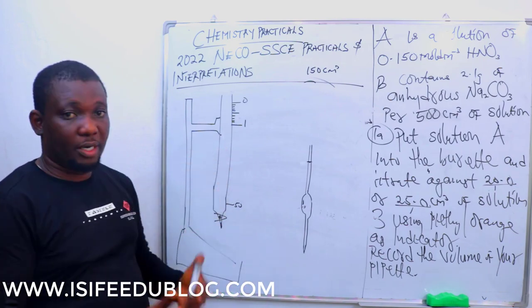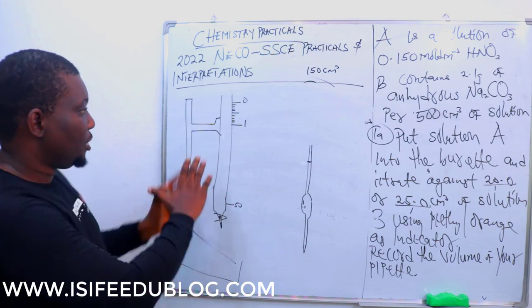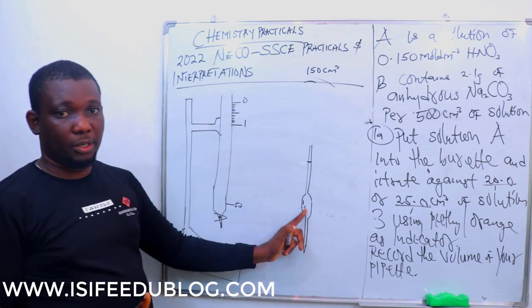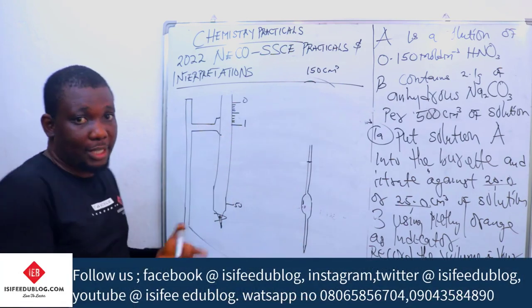But this form of titration is very simple. We're just dealing with acid and base, so everything will be so pure. You know what goes here, you know what will be here. Basically, the acid here, HNO3, is the titrant.